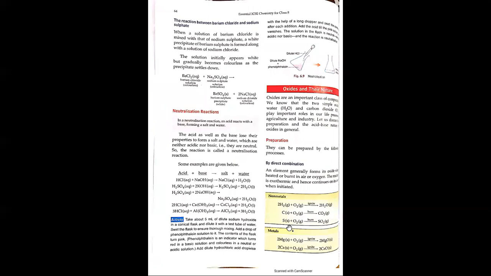The reaction between barium chloride and sodium sulfate: barium chloride is BaCl2 and sodium sulfate is Na2SO4. Again, you see barium and sodium are the positive radicals and Cl and SO4 are the negative radicals. So the exchange of radicals occurs, and BaSO4 and NaCl are formed as products. The solution initially appears white but gradually becomes colorless as the precipitate settles down.